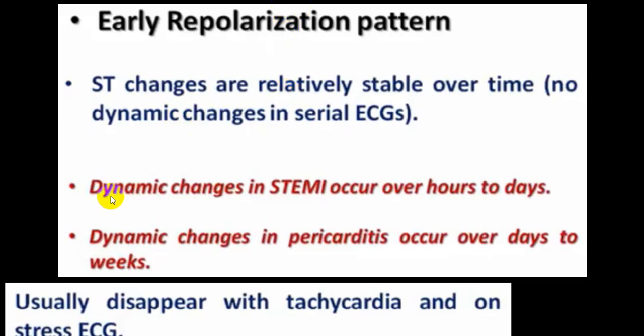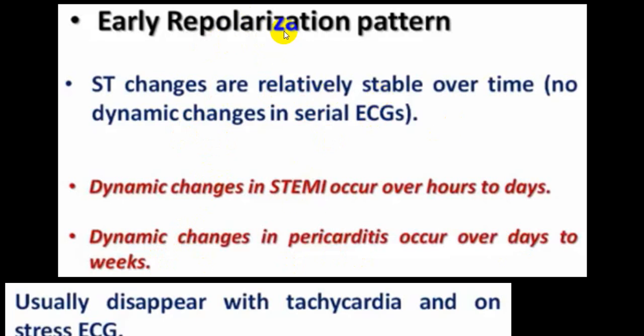Now if you start getting dynamic changes, it is more in favor of STEMI, and that will show you changes in hours and days. While in pericarditis, you will get dynamic changes. We'll have stage 1, stage 2, stage 3, stage 4 over days and weeks. While in case of early repolarization, there will be no dynamic changes. That is again in favor of early repolarization. Stable ECG. ECG does not show you changes.